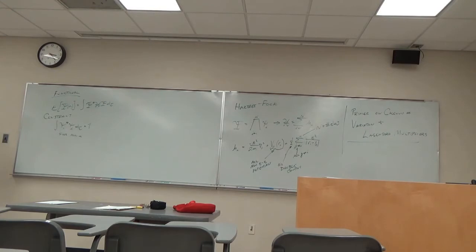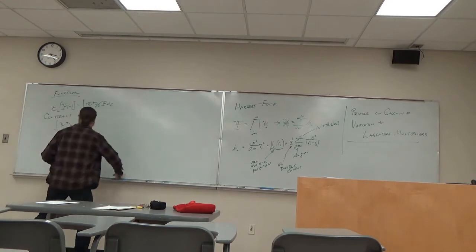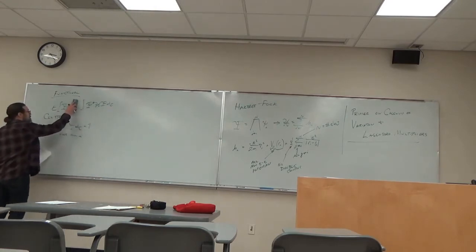So setting this up using Lagrange multipliers, we would wind up with something that looks like this. Erase this E.